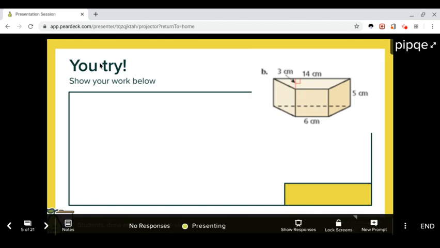Okay, so now for this one, ideally this is something that you would be trying to do on your own. This one requires a little bit more thinking. So we have this prism. We have the height, obviously it's a 5. Now they're giving us this portion here of the base, it's 6. So therefore I know this is 6. This is 3. And so I know that the whole thing is 14.